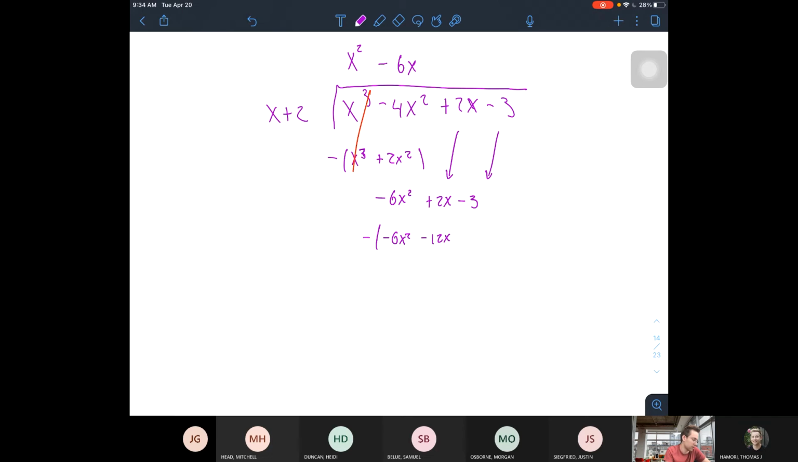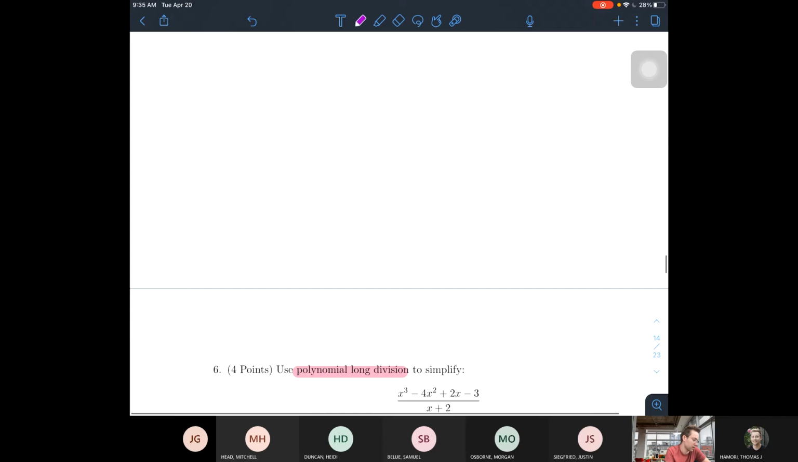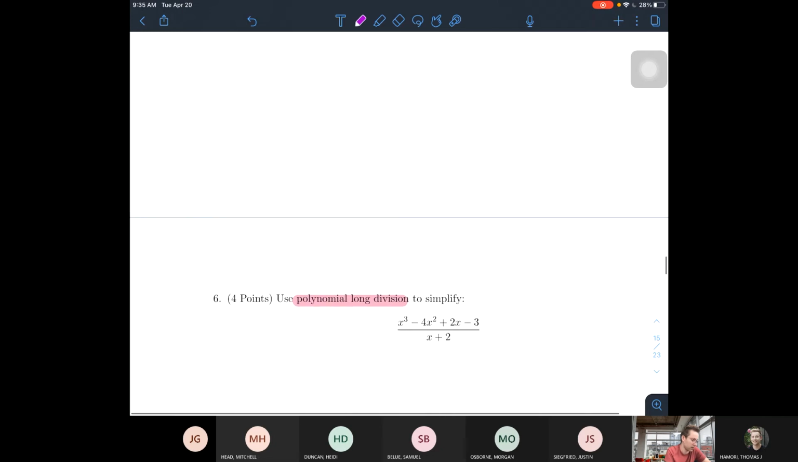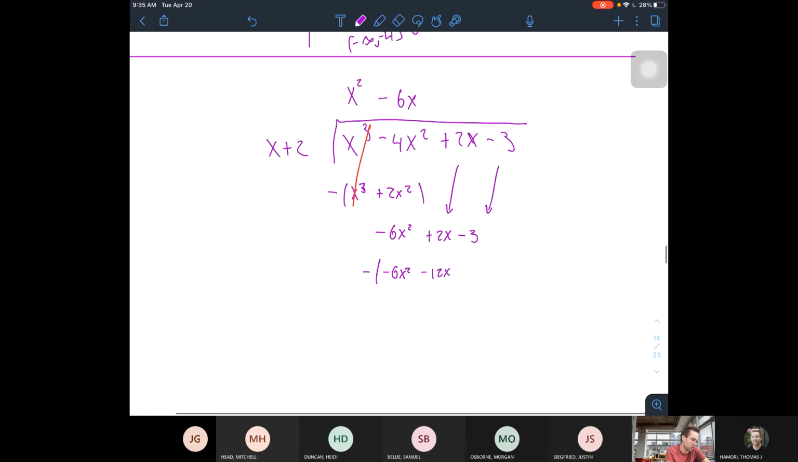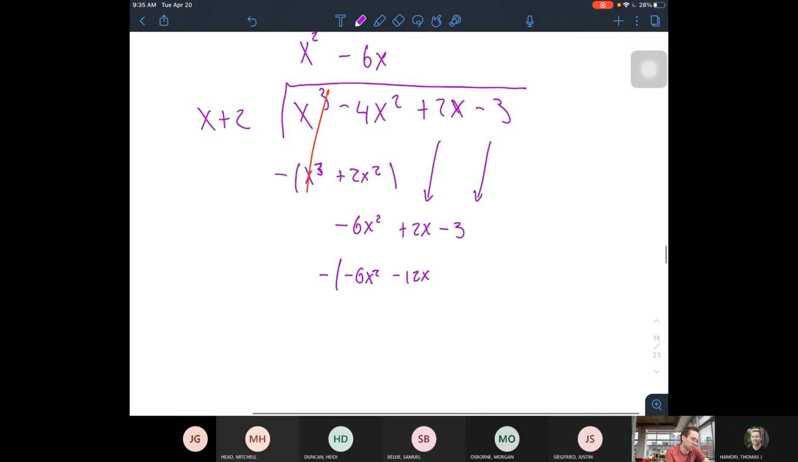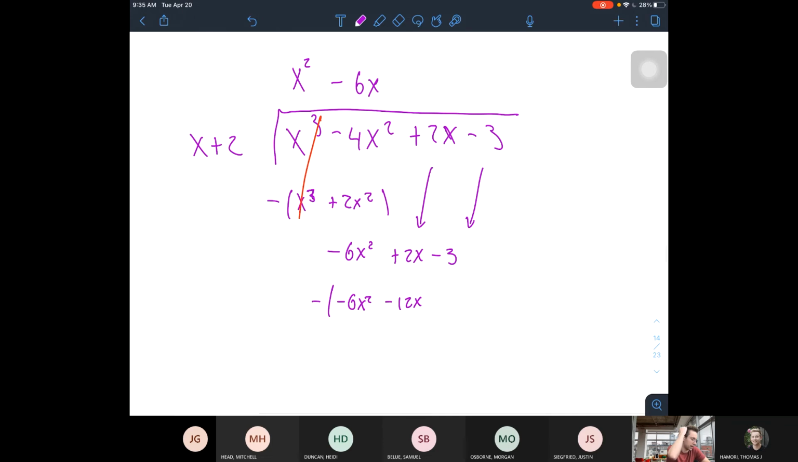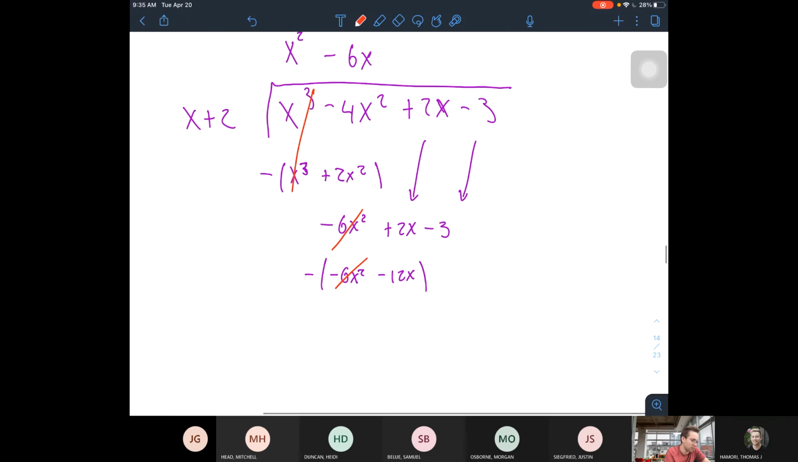I guess this one's maybe not going to work out. Plus 2. Did I write it down right? Minus 4x squared plus 2x minus 3. Maybe this will be a remainder problem. Okay, so let's carry on here and see where we get. This term negative 6x was chosen so that when we subtract, these cancel. And then we just have to do 2x minus negative 12x.